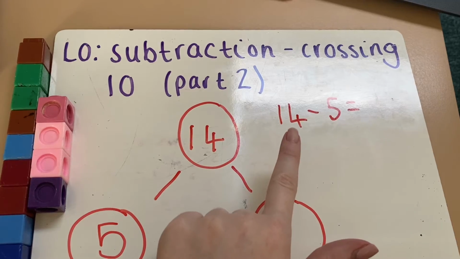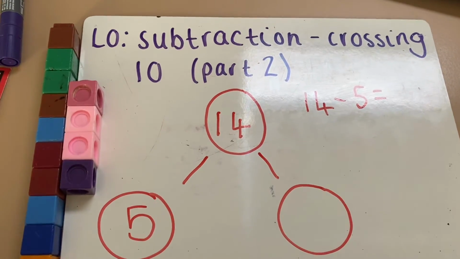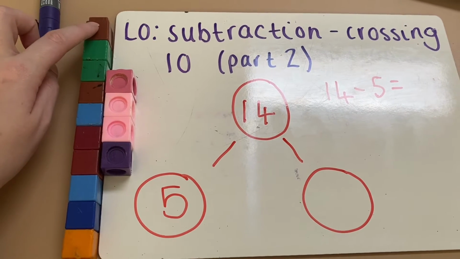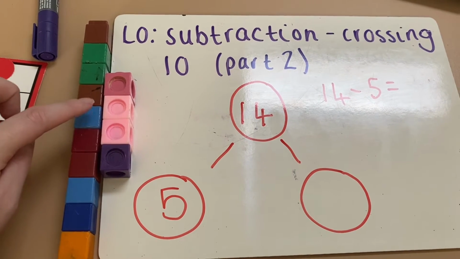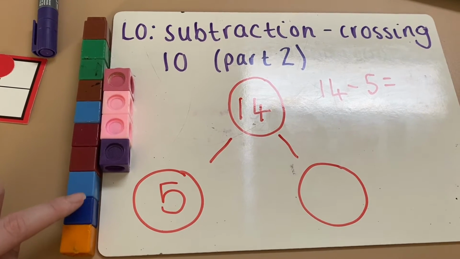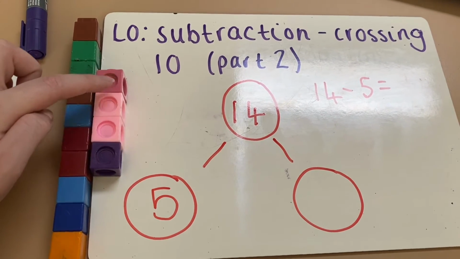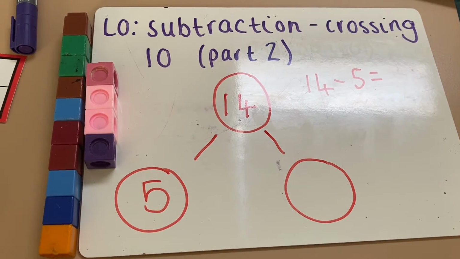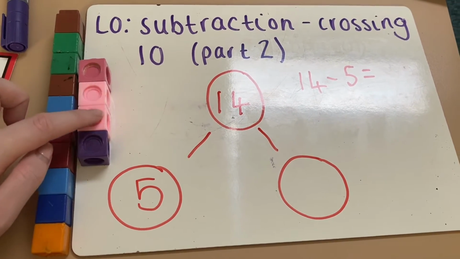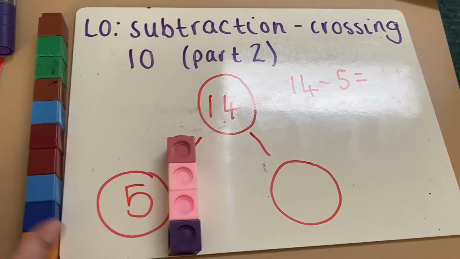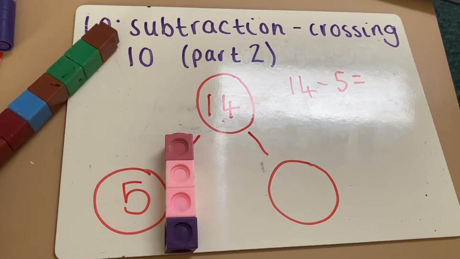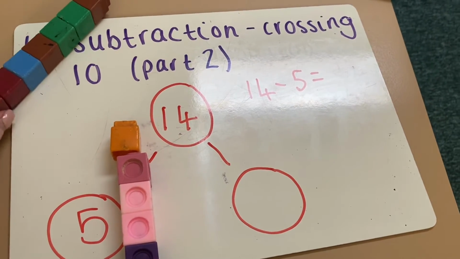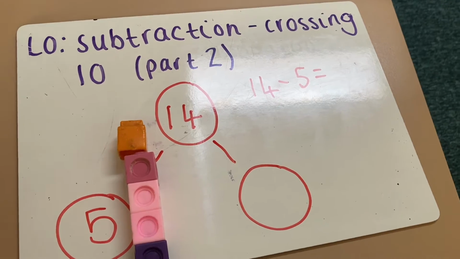And my number sentence is 14 take away 5. So again, just like before, I've got to make sure that I've got 14 cubes. So let me just check. I've got 1, 2, 3, 4, 5, 6, 7, 8, 9, 10, 11, 12, 13, 14. Perfect. And now I need to make sure that I can take away 5. So I know that I've got 1, 2, 3, 4 here. And I've got 1 there. So I've got 5 there. So I've done 14 take away 5.